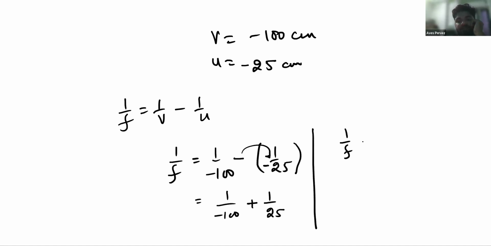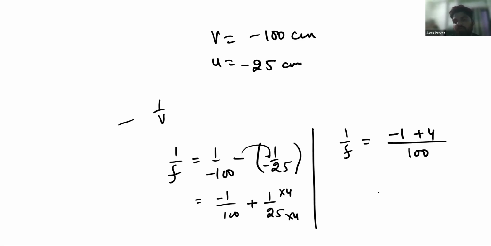Then 1 by f is equal to, what will you get here? Minus 100. Take the LCM as 100, or you can bring this minus to the numerator. So you will get minus 1 over 100, and then plus, you have to multiply this one by 4 and the numerator also by 4. Then you will get 3 by 100 equals 1 by f. Got it? Yes, sir.